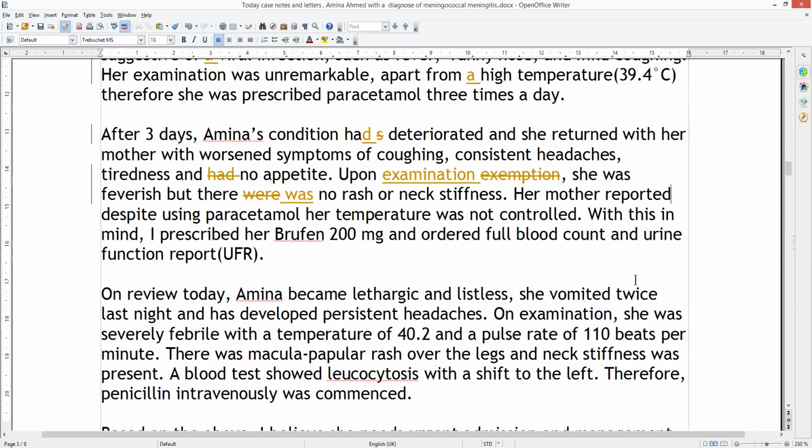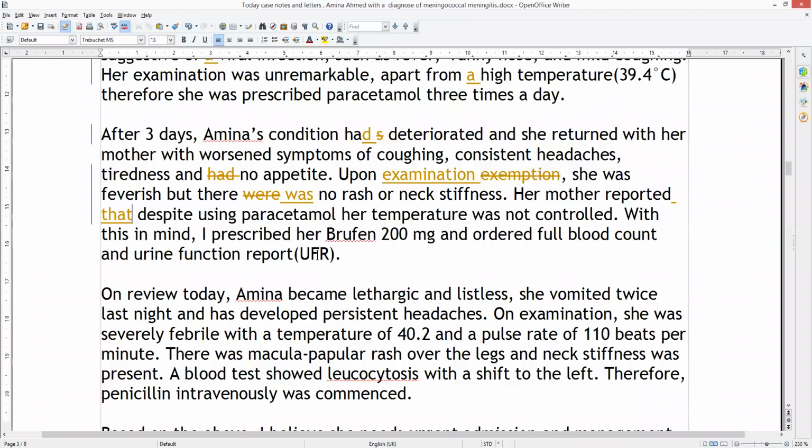Her mother reported, despite using her paracetamol. Now we usually use reported that, despite using paracetamol, her temperature. Now, you've got to be careful. This is one of those sentences that has what we call a dangling participle, because her temperature. Now, I know from the context it's not referring to her mother's, but according to the structure, the grammar of this particular sentence, it seems that she is reporting about her own, not her daughter's, temperature.